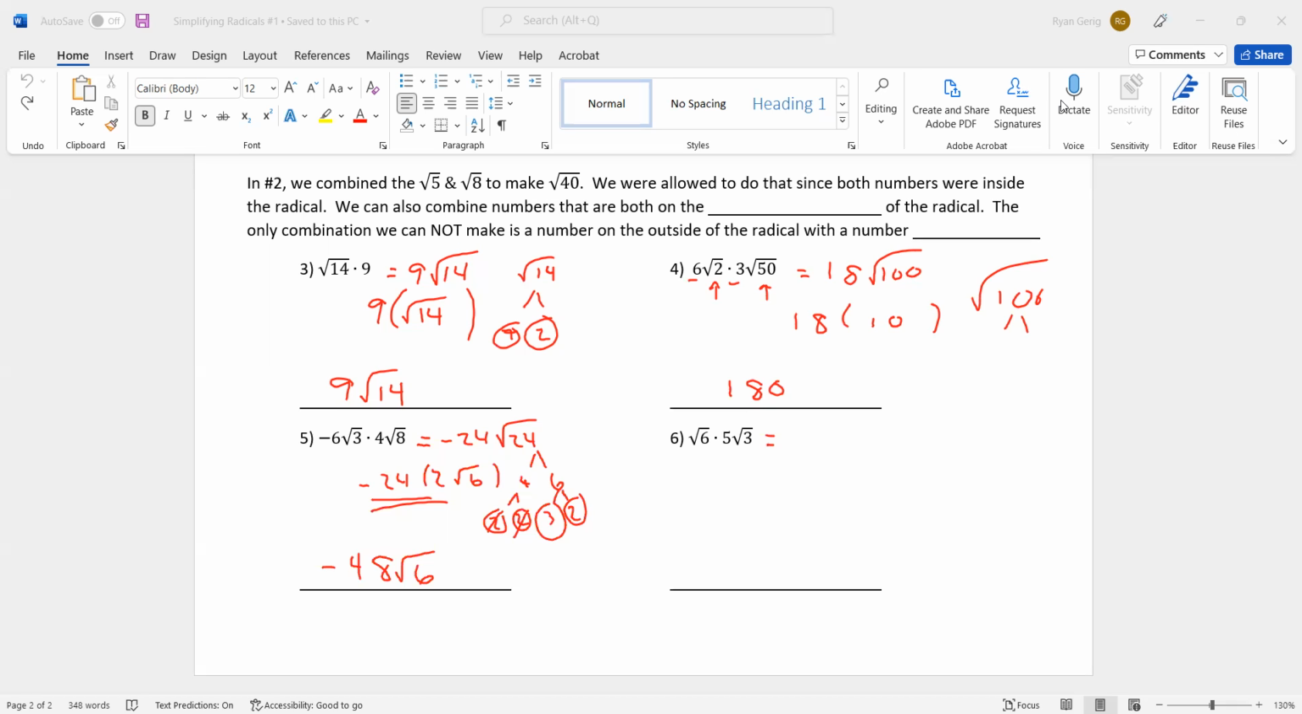Last one. The number on the outside of the radical here is a 1. So I'm going to do 1 times 5 and say 5. 6 times 3 is 18. And now I have the 5 on the outside already. I'm going to break down 18. 9 and 2. 2 is prime. 3 and 3. Again, don't go too fast here. 3 and 3 are both a pair, so it's a 3 on the outside. A 2 is unpaired, so it's 3 radical 2. And now I've got 15 radical 2.